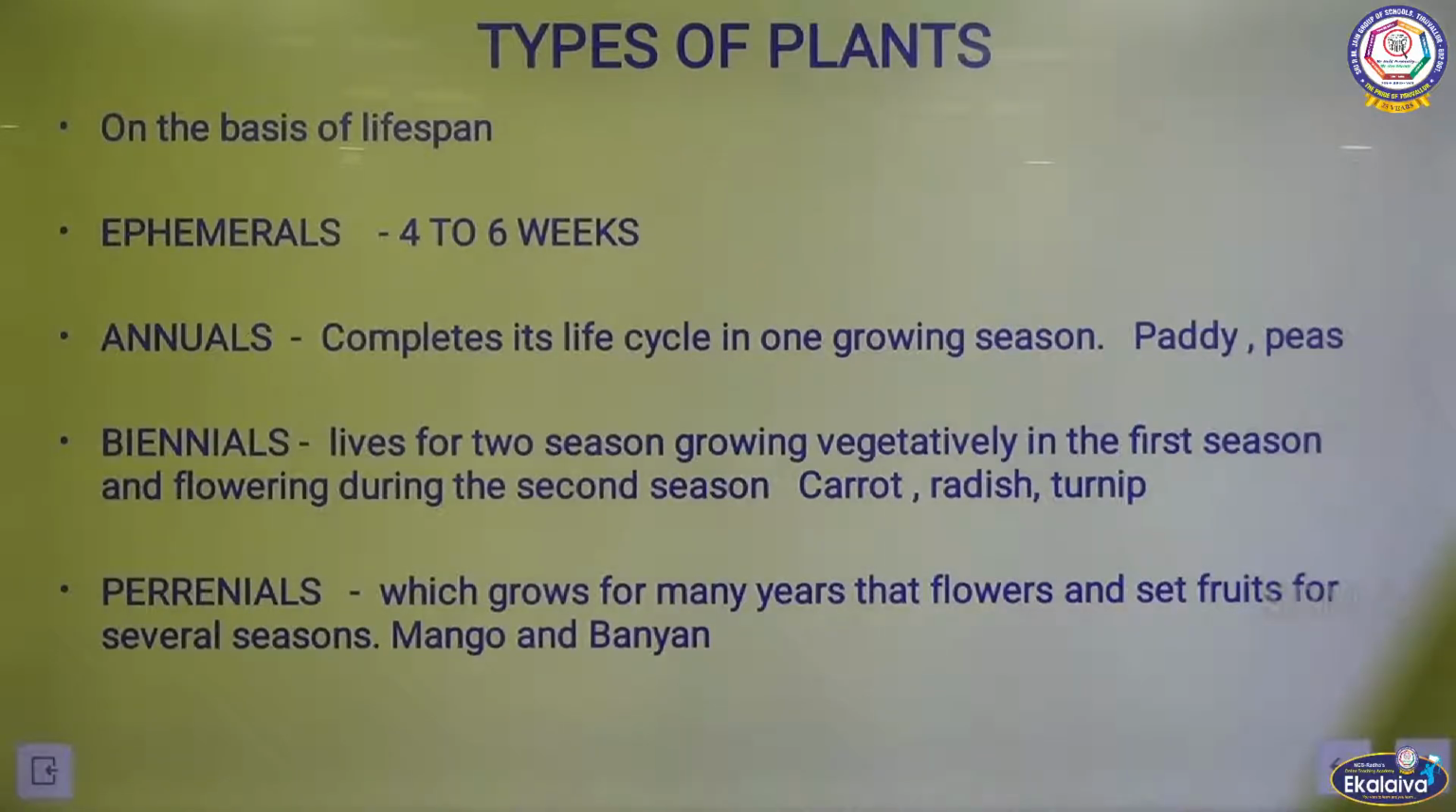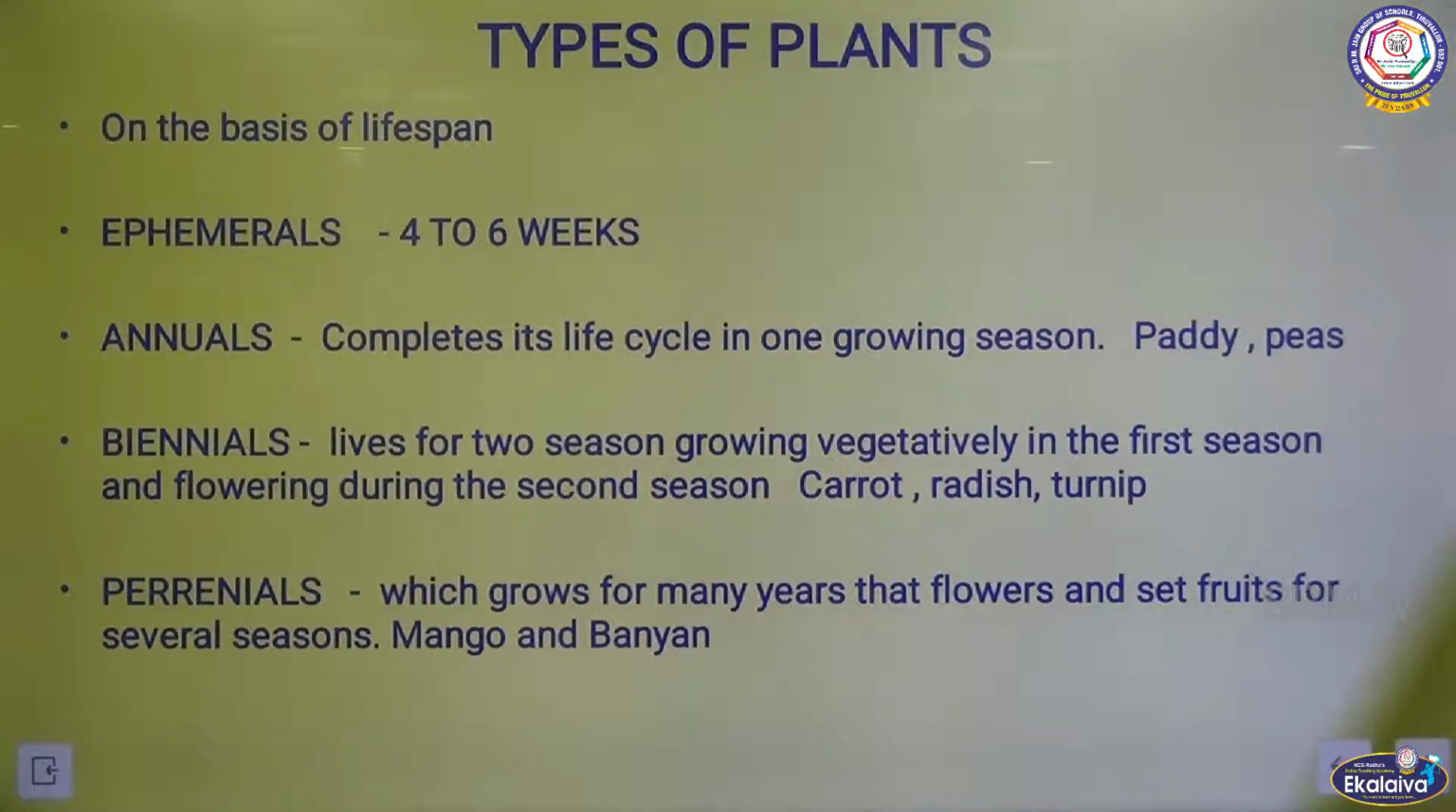Based on the lifespan, we can divide plants into annuals, those plants which complete their life cycle in one growing season, that is, vegetatively as well as reproductively they complete their life cycle in one season. Example, paddy and peas. Biennials are those plants which live for two seasons, growing vegetatively in the first season and flowering during the second season. Example, carrot, radish and turnip.